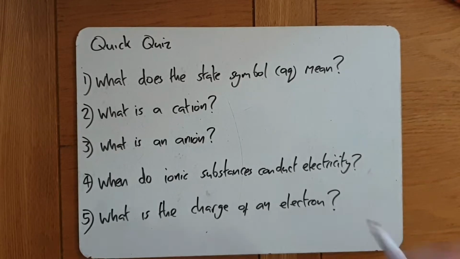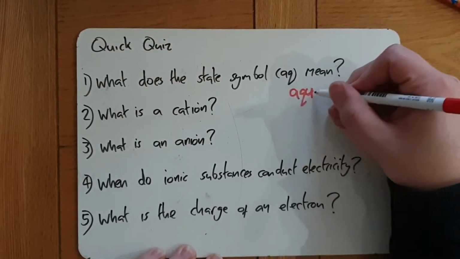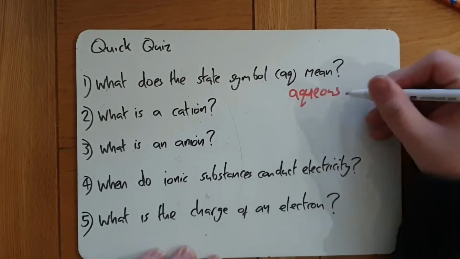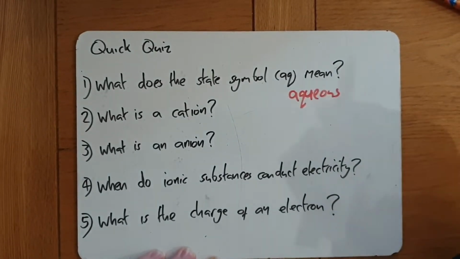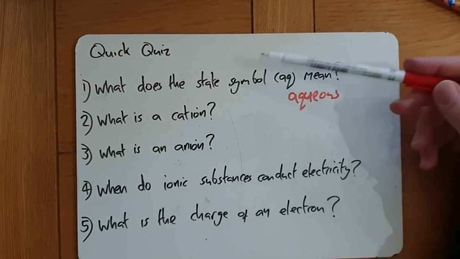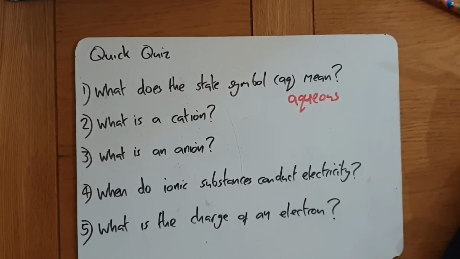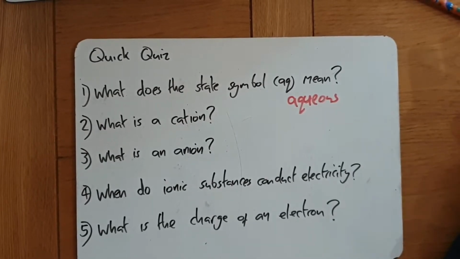So what does the state symbol AQ mean? So it means aqueous, which means dissolved in water. What is a cation? So all of these questions are actually going to be useful for today's lesson, and you should know all of the answers to them from earlier on in the course.